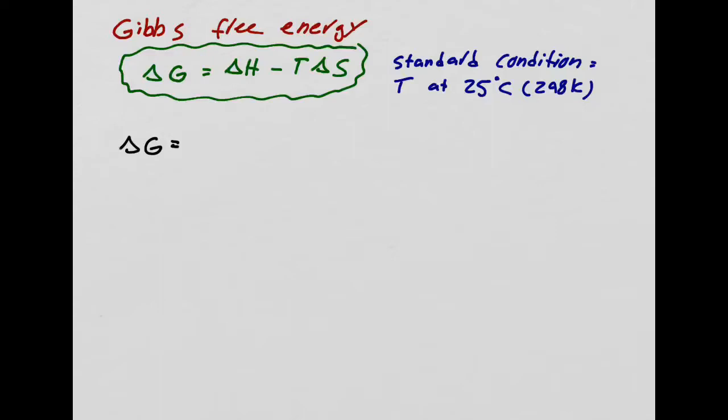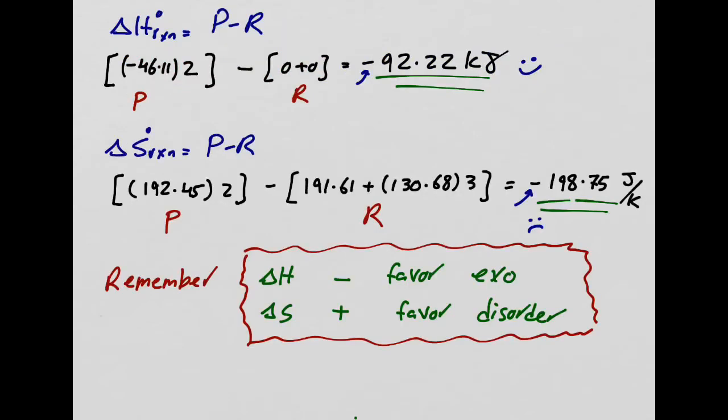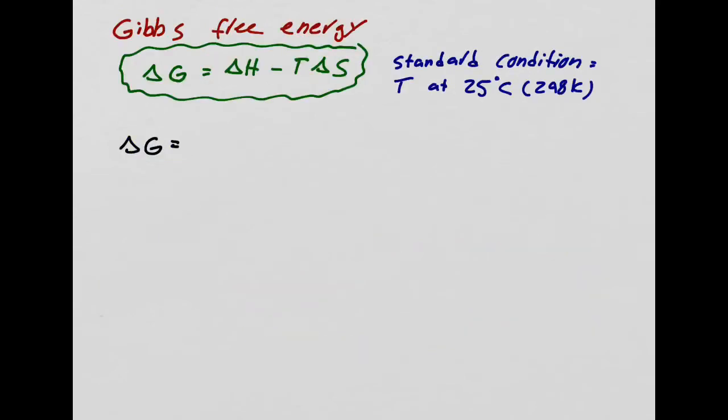Now, here's the thing. You have to make sure that the units are the same. You can use both joules or both kilojoules, but they have to be the same. So here I have kilojoules and here I have joules. Pick one. Convert the kilojoules to joules, or convert the joules to kilojoules. It doesn't matter which one as long as they match. I'm going to convert it to joules.